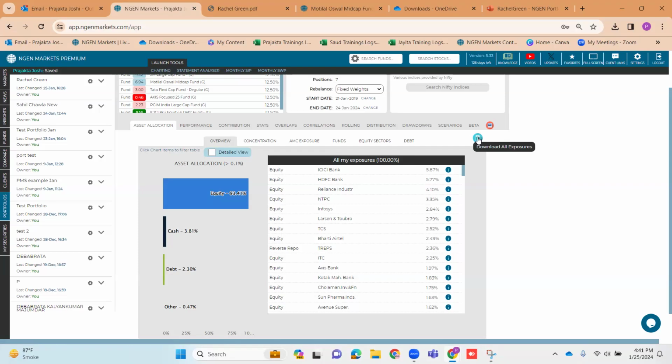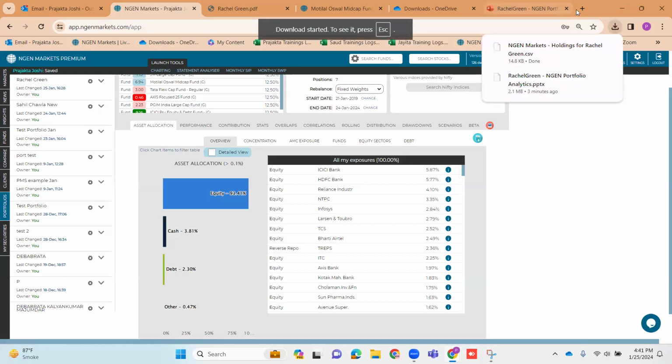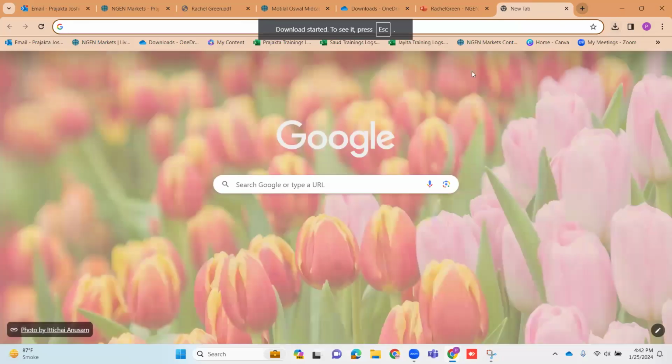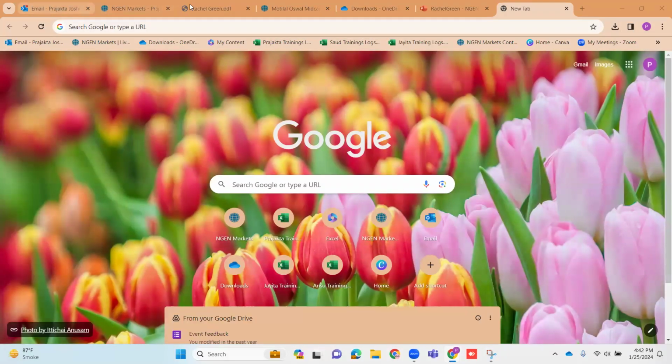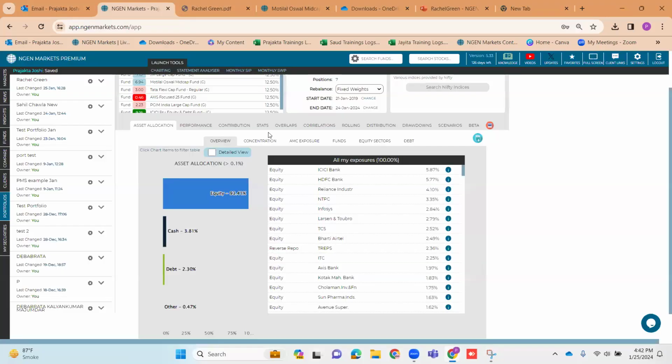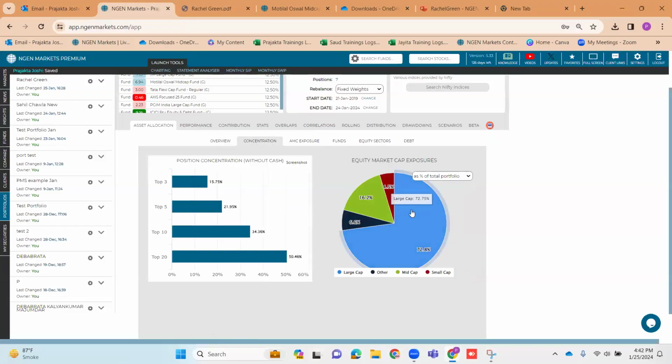Unless I download it. Yes, unless you download. That split is available when you download it into an Excel, where we have specifically given columns showing what is large cap, mid cap, and so on. But that adds to the work. It would give us a snapshot of exactly which are mid caps and small caps under this portfolio. Yeah, that's fair enough.